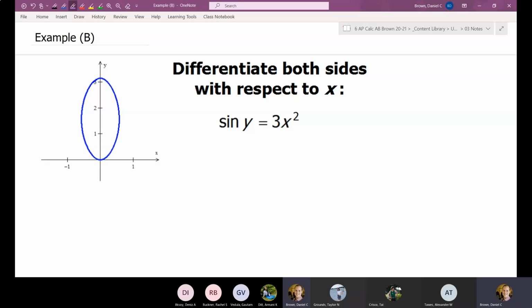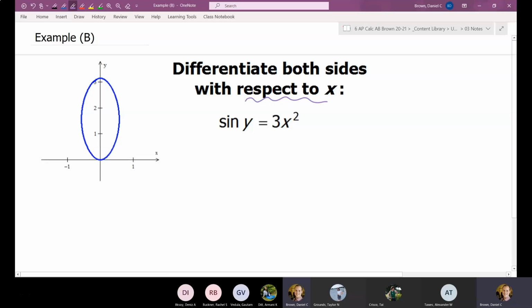This is not explicitly defined. It's not in the form of y equals, but we can take the derivative implicitly. So when we take the derivative implicitly, if the variable doesn't match, we have to multiply by that fixer piece. So looking at this equation, which side, left or right, are we going to have to worry about the implicit differentiation? If I'm taking it with respect to x. The left. So the left side has the y in it.